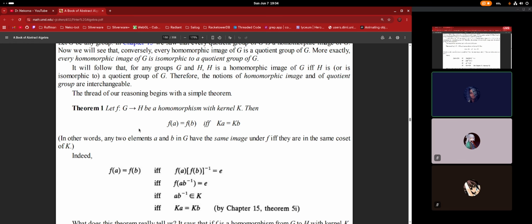Okay, my first question is, why do we need the coset stuff? What does it mean to be a coset with kernel? I guess that's my question.